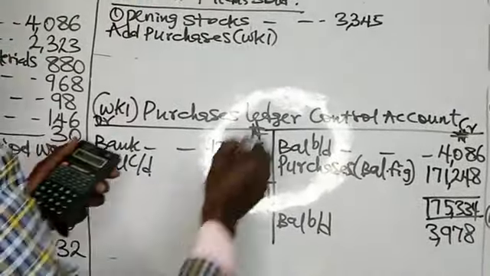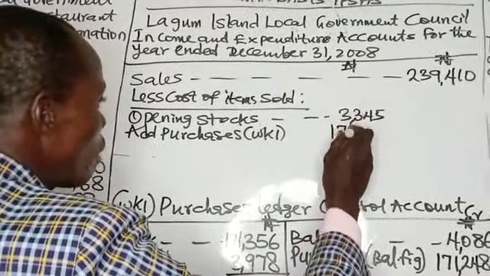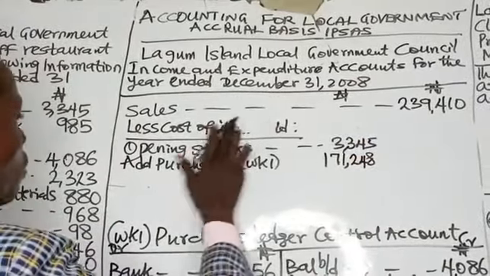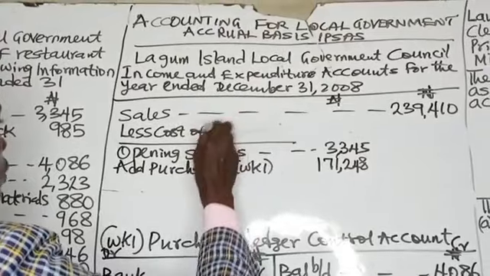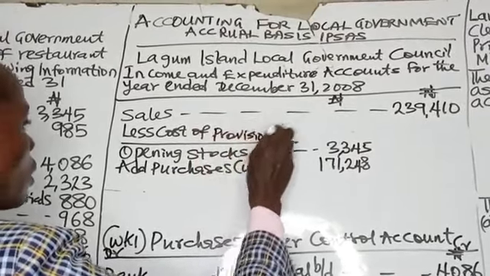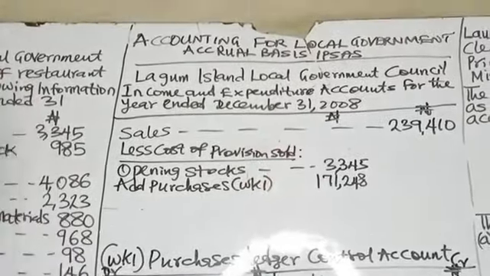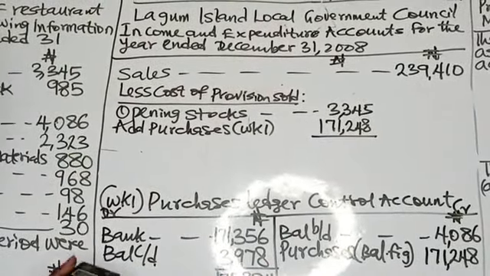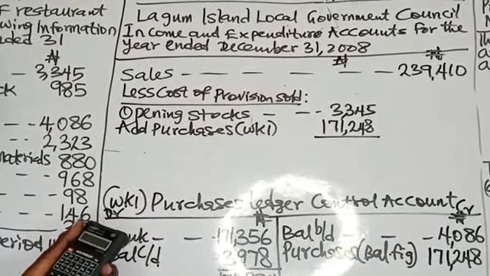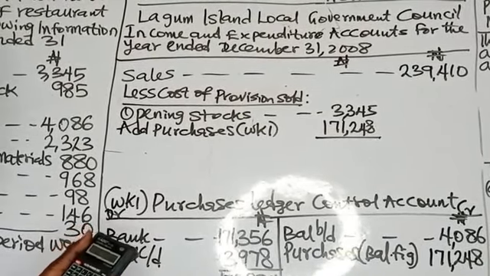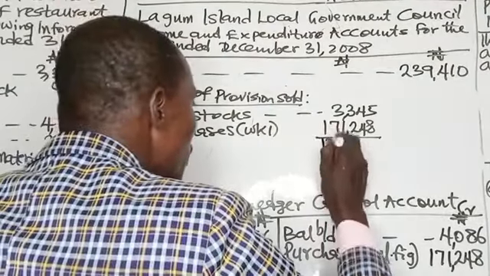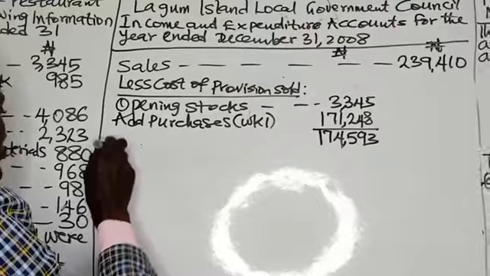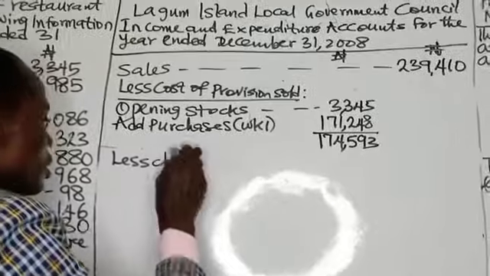That purchase will be transferred to the trading account, 171,248. Let me say cost of provision sold, since this trading account is the provision trading account. So opening stock plus purchase plus 3,345. Then we have 174,593. Less closing stocks.